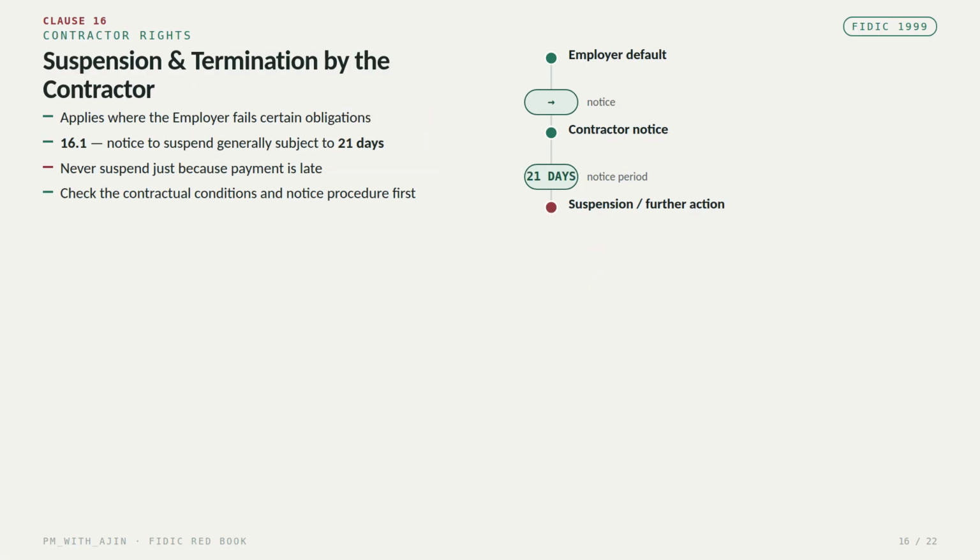Clause 16 deals with suspension and termination by the contractor. Where the employer fails to meet certain contractual obligations, the contractor may have rights under the contract. Under subclause 16.1, the contractor's notice to suspend is generally subject to a 21-day notice period, depending on the specific circumstances. The contractor should never suspend work simply because payment is late or because there is a disagreement. The contractual conditions and notice procedure must first be carefully checked.